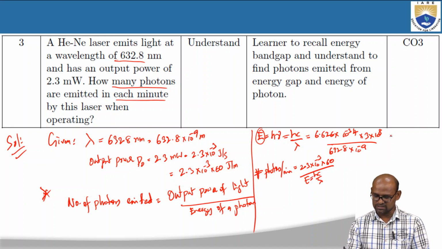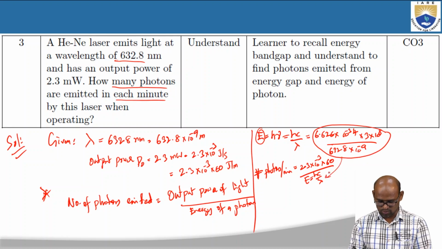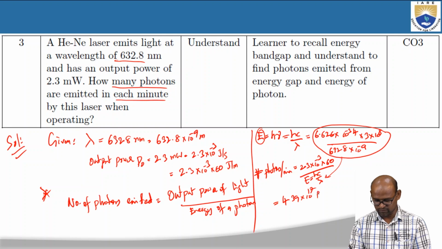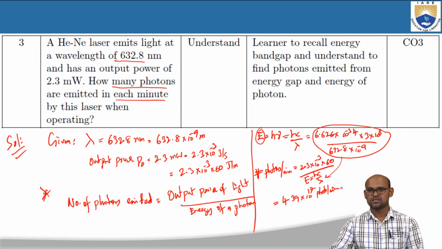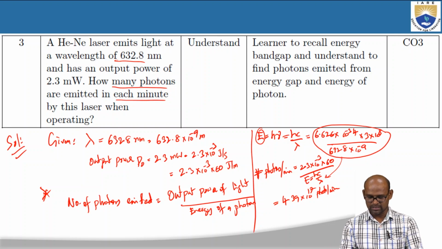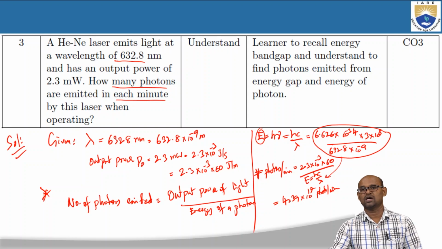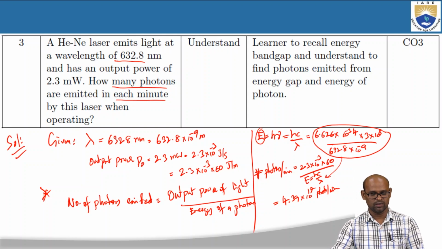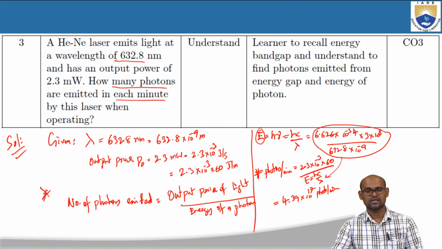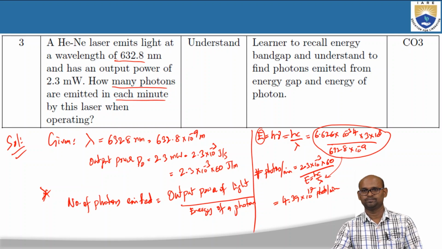So by substituting all this, whatever value you get, you substitute here. So the answer which we get is equal to 4.39 into 10 power 17 photons per minute. Okay, this is what we get as answer. So 4.39 into 10 power 17 photons are emitted per minute in this helium neon laser light, which has wavelength around 632.8 nanometers, and it has output power around 2.3 milliwatts.